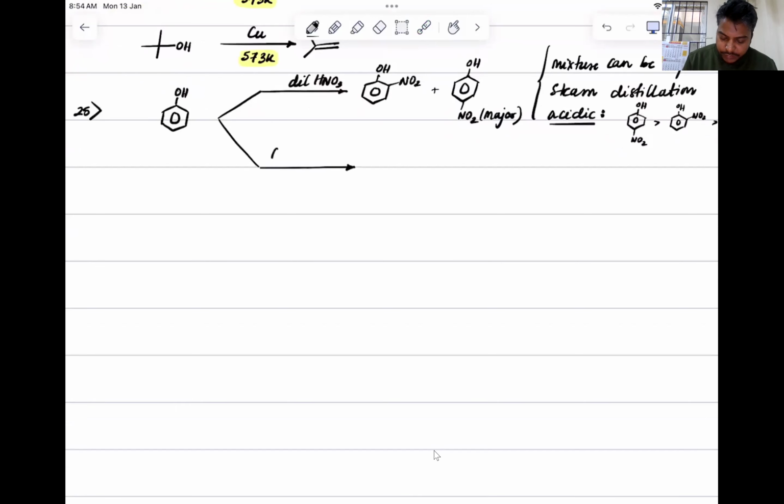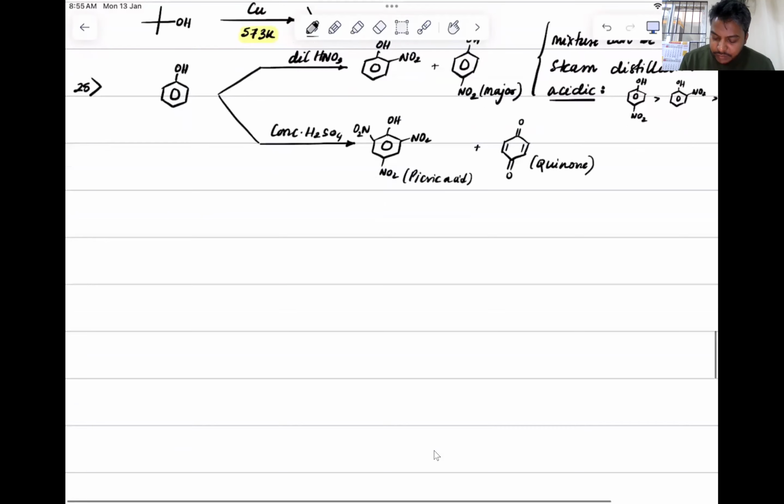In case concentrated H2SO4 is given here, you will use the product as this one: OH, NO2, NO2 and NO2. What is this? Picric acid. It is going to be picric acid. And he said that some part of it will get oxidized. He didn't specify how much, but this is the quinone form. But I would suggest take the picric acid only as major.